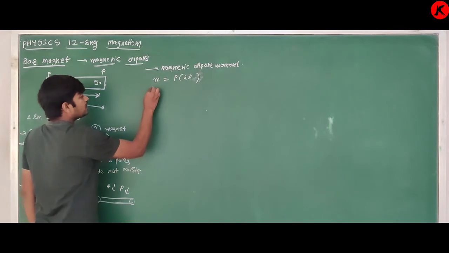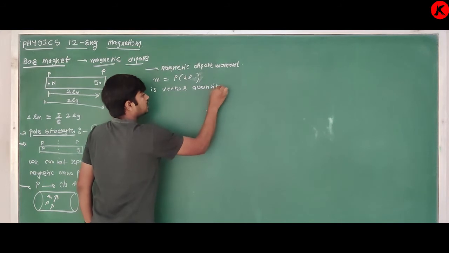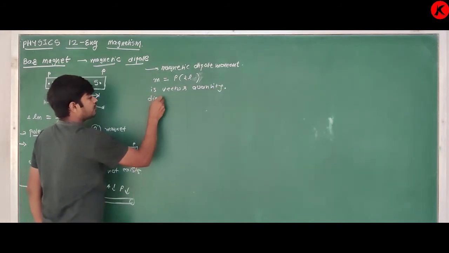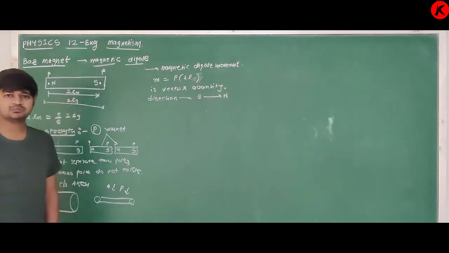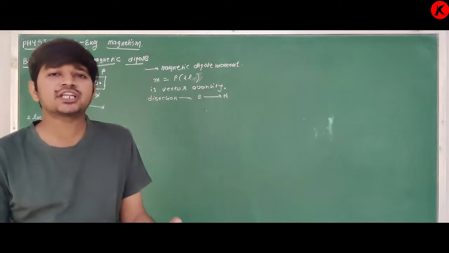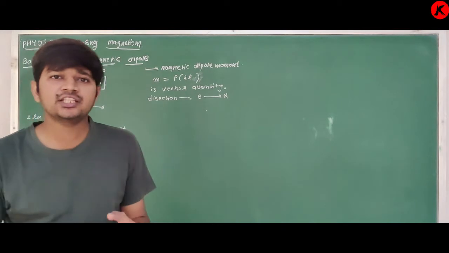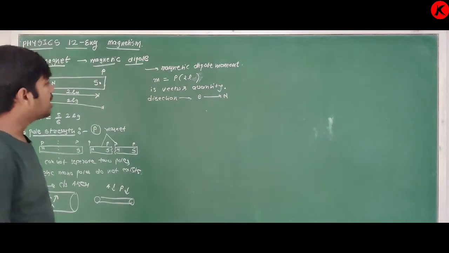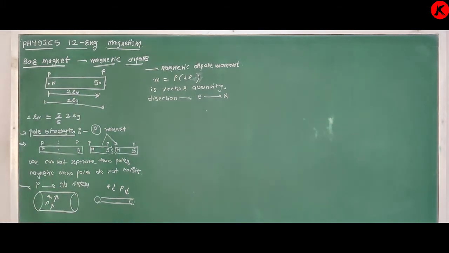This magnetic dipole moment is a vector quantity, and its direction is from south pole towards north pole. Simple, so you have to remember this point. Magnetic dipole moment actually indicates the strength of a magnet, that is, how it produces a magnetic field. So this equation for magnetic dipole moment you have to remember.